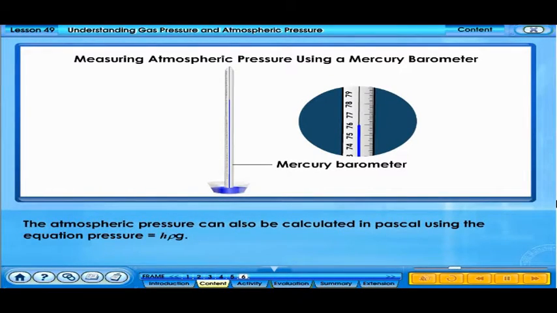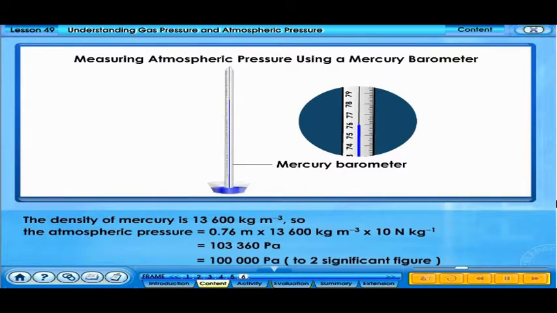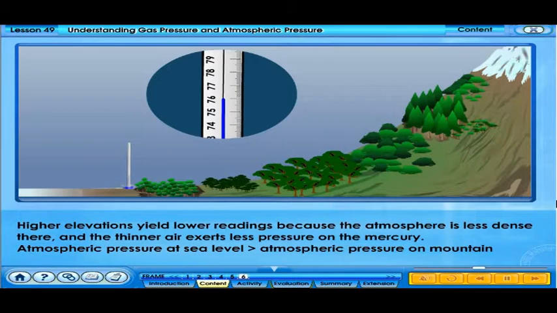The atmospheric pressure can also be calculated in Pascal units using the equation of pressure. The density of the mercury is 13,600 kg per cubic meter, so the atmospheric pressure is 103,360 Pascal.